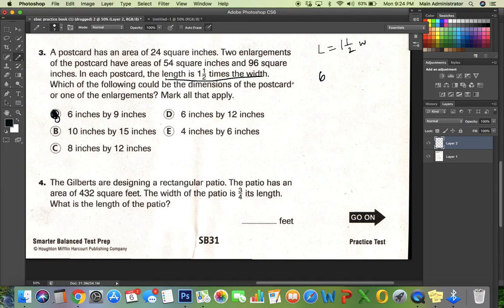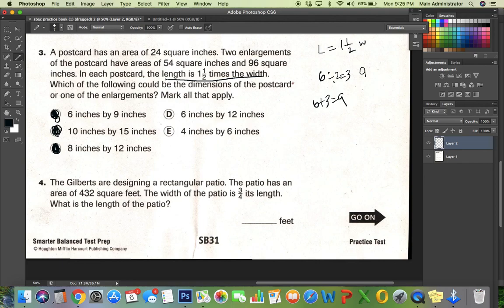So if the width was 9, I'm going to take 6, find half of 6, divide it by 2, which is 3. So I then take 6 plus 3, and that equals 9. So that works, because that is 1.5. Let's try this. What's half of 10? Half of 10 is 5. So 10 plus 5 is 15. That works. Cool. Let's take this. What's half of 8? Half of 8 is 4. 8 plus 4 is 12. That also works. Nice.